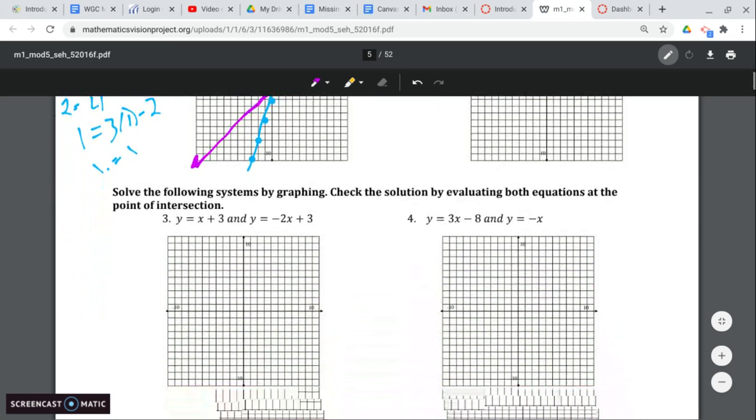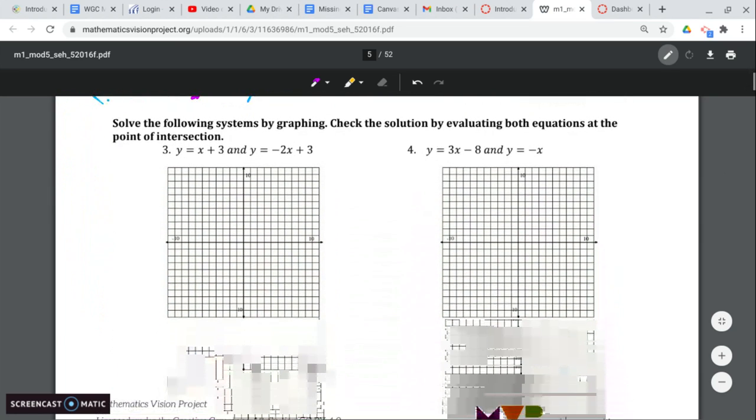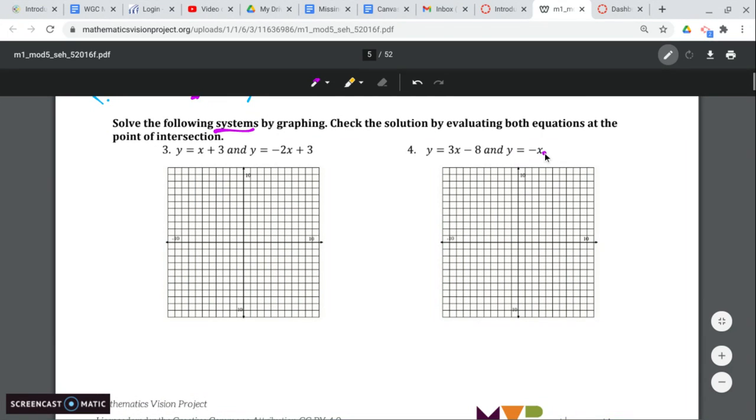The next thing we're looking at is solving systems of equations by graphing. So here we are only graphing, and systems is your keyword for this lesson. We're looking at number 4 here. We're going to start with the equation y equals -x. Just like on the last one, that means we're starting at the origin because there is no y-intercept. But this time we have a -1 slope. So we're going to go down 1 and over 1, down 1 over 1, and so on and so forth.